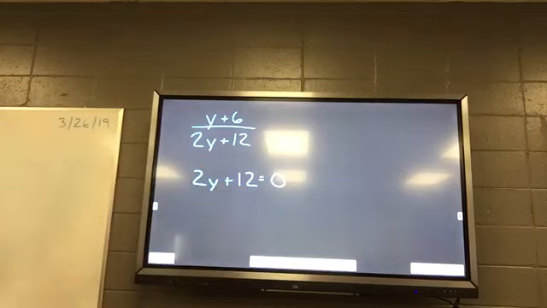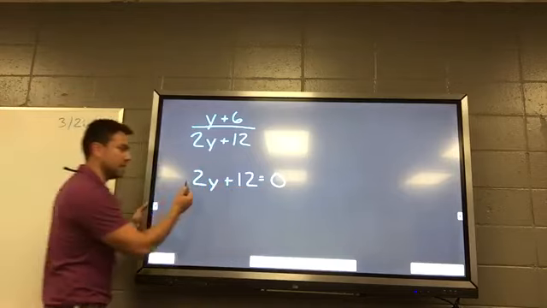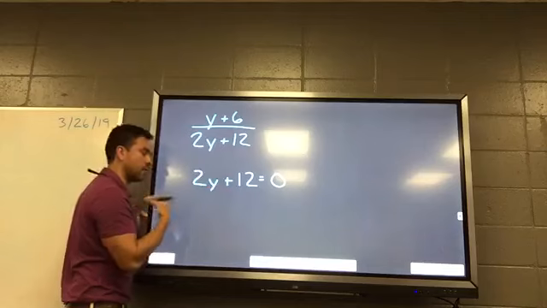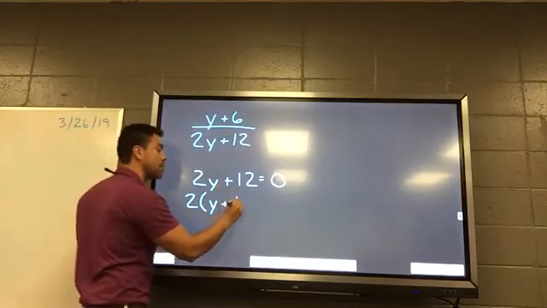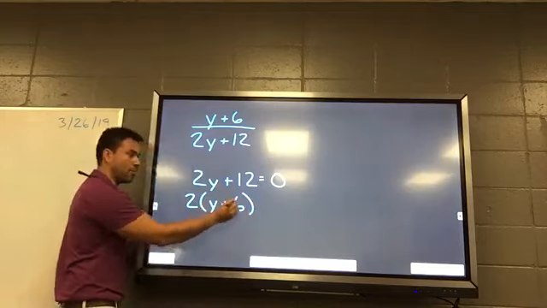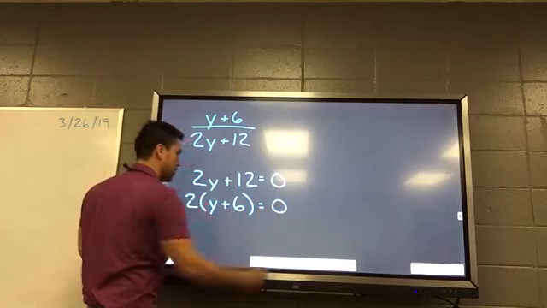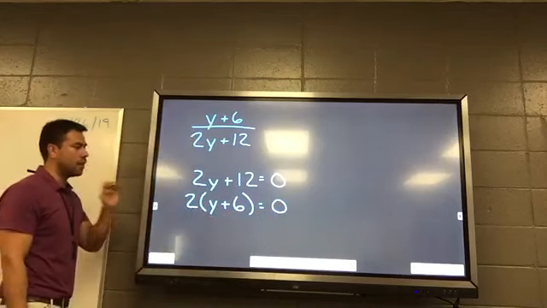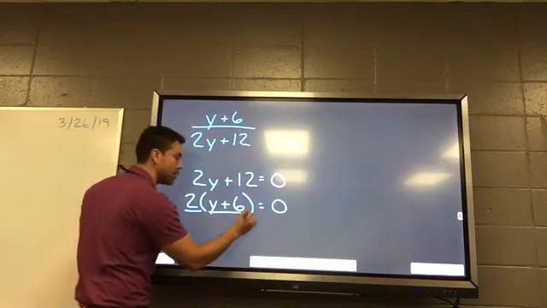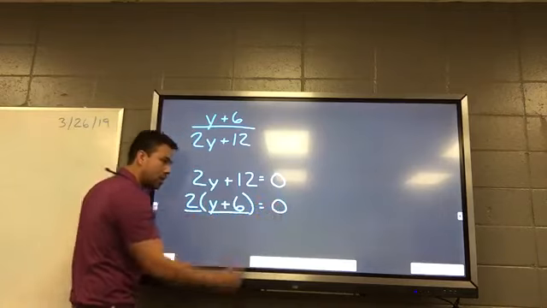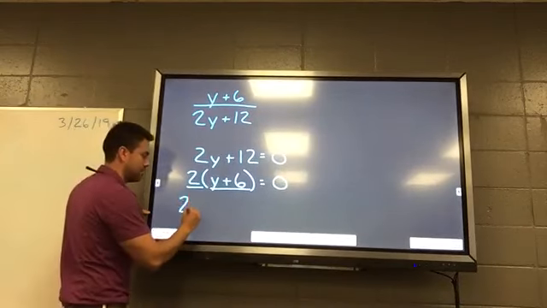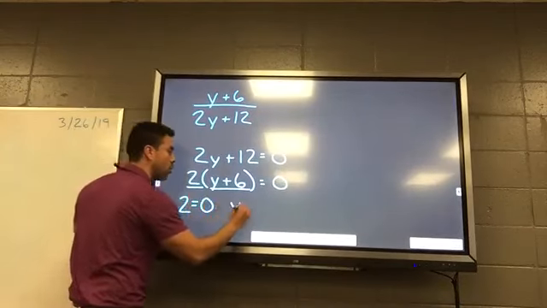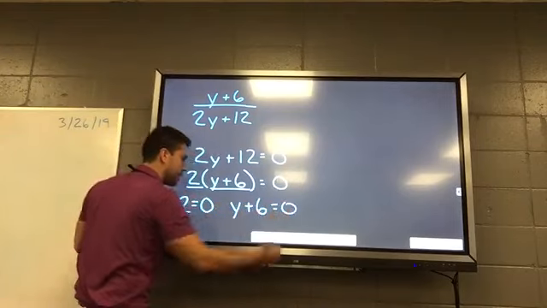Okay, I factor the bottom. Is there a GCF of the 2y plus 12? 2. Good, 2. And what's left? Y plus 6. It's got to be y plus 6, and that equals 0. Okay, two numbers are being multiplied, and they get me 0. So what do those two numbers have to be? Or could they be? 2 equals 0, or y plus 6 equals 0, right?